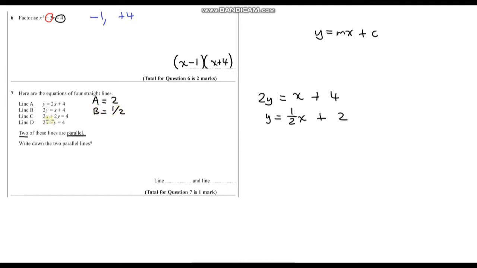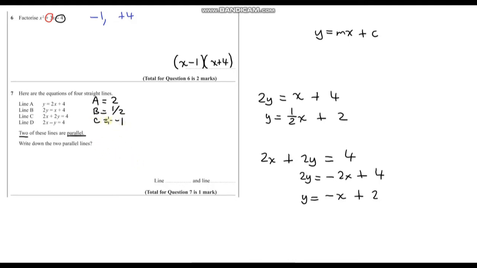The next one, 2x plus 2y equals 4. So we need to get it in this form up here. So first of all, if we subtract 2x from both sides, we're left with 2y equals negative 2x plus 4. And now if we get y on its own, so if we divide everything by 2, we've got y equals negative 1x, or just negative x, plus 2. So what is our gradient? Well, our gradient is negative 1. So the gradient for C is negative 1.